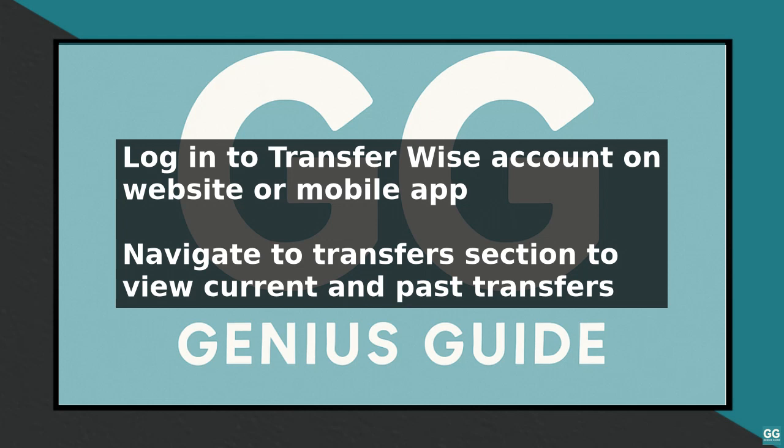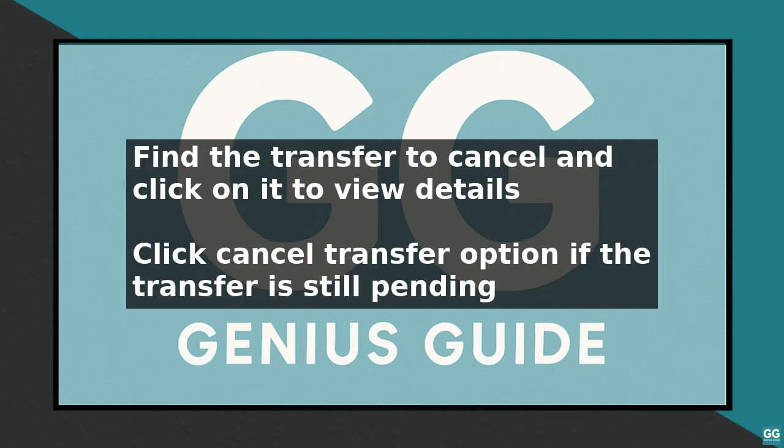Find the transfer you want to cancel and click on it to view the transfer details. If the transfer is still pending, you should see a Cancel Transfer option. Click on this to start the cancellation process. You will be asked to confirm that you want to cancel the transfer. Click Yes to proceed with the cancellation. The transfer will then be cancelled and the funds will be returned to the original sender.